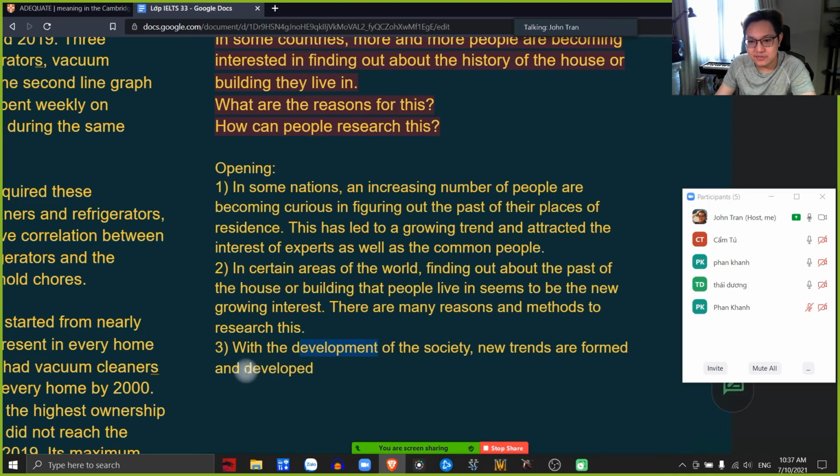So if I use a noun form and verb form here, actually you use the same word, but you use different forms of the same word, and that is a good thing.